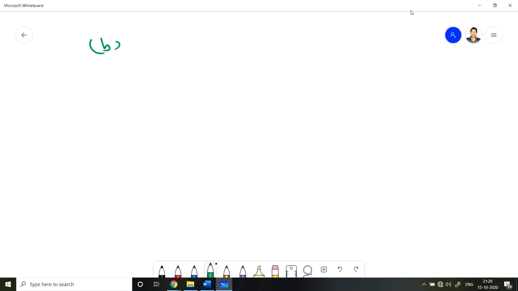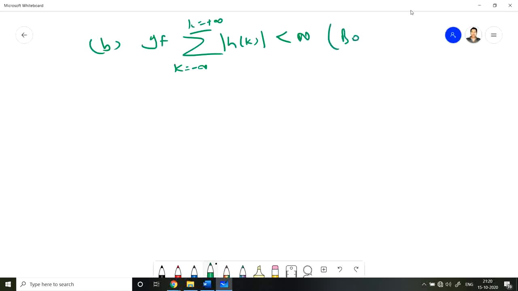The second part is, if the summation k equals minus infinity to plus infinity of modulus of h[k] is less than infinity, that is bounded. If it is absolutely summable, then we can say that it is stable. So let us find out whether it is stable or not. So it is the summation k equals minus infinity to plus infinity of modulus of alpha raised to the power k u[k].